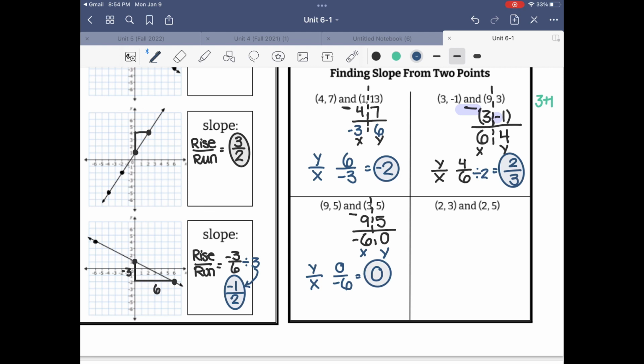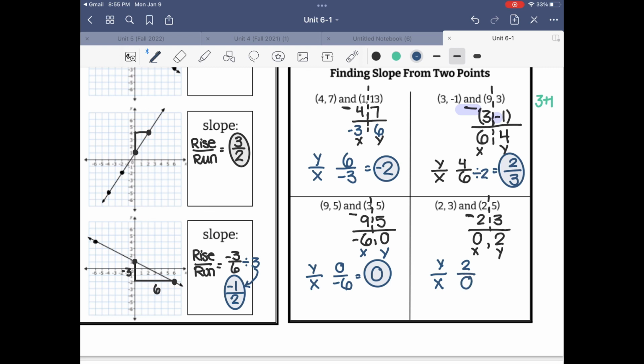And on the last problem, let's go ahead and write 2, 3 underneath the second point. And subtract. 2 minus 2, 0. 5 minus 3, 2. 0 is the x, 2 is the y. Always put y over x. So we have 2 over 0.